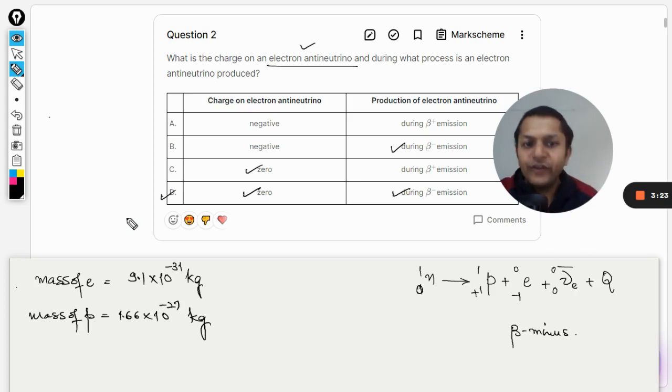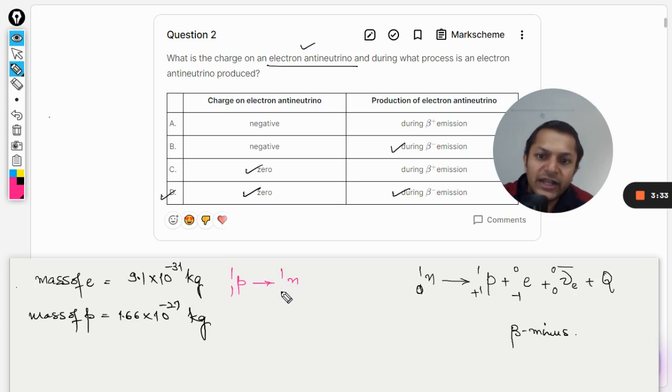But before we move further, let me tell you about the beta plus decay also. What is the reaction that is taking place now? In beta plus, proton is converted into neutron. It is accompanied with electron, but because of the conservation of charge, the electron has to have a positive charge on it. Because on the left hand side of the reaction, you have a plus 1 charge here. So 0 plus 1 will give you plus 1.